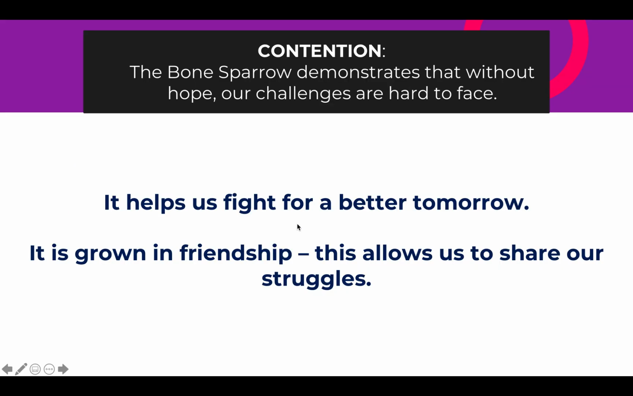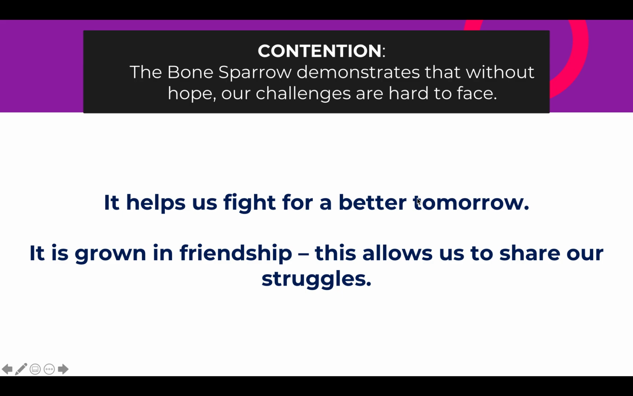Then I need to support that. I need to have 2 arguments or 3 arguments that support that. So I could say, yeah, it's hard to face challenges without hope because actually hope helps us fight for a better tomorrow. So I'm using the word fight because that's in the question, because we believe that if we don't fight, that things won't change, and we're not accepting things are inevitable. We actually believe we can make a change. So that's about a better tomorrow.